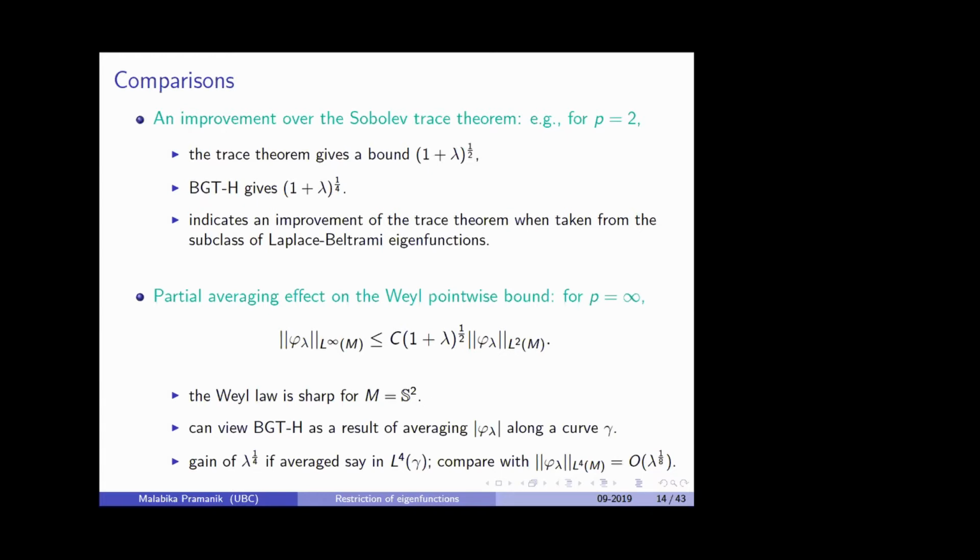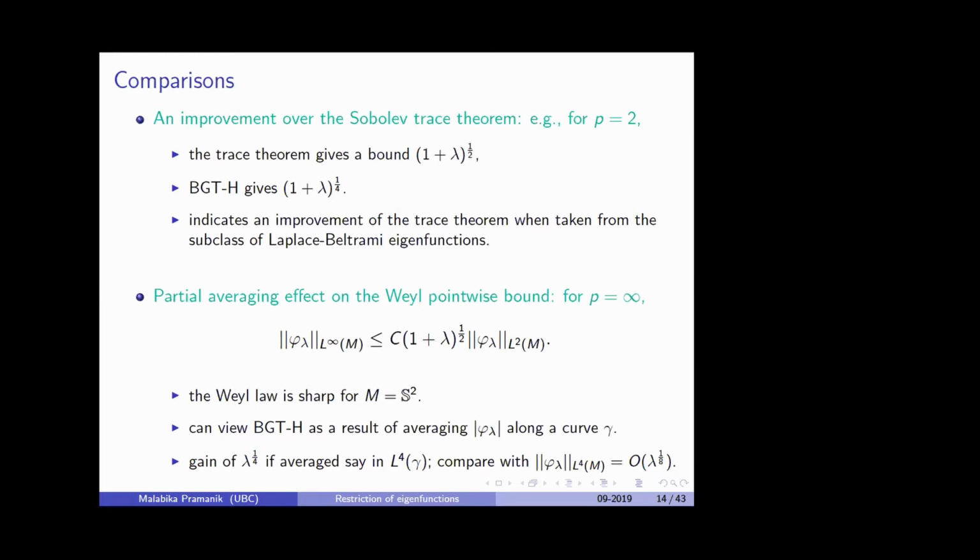Sogge's bound, however, is a sup norm bound, so it talks about the largest possible value that phi lambda can take. However, these large values are presumably concentrated in small places. So if you average the eigenfunctions in the LP sense for a finite p on a larger set, common sense dictates that this bound should improve. Sogge's bound indicates the improvement, namely lambda to the power of 1/8 when averaged in L4 over the entire manifold.